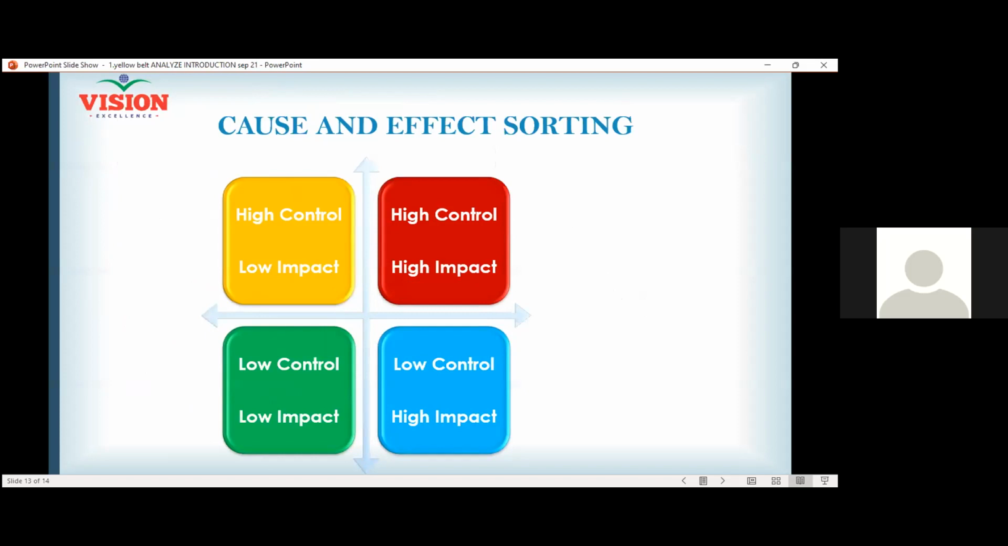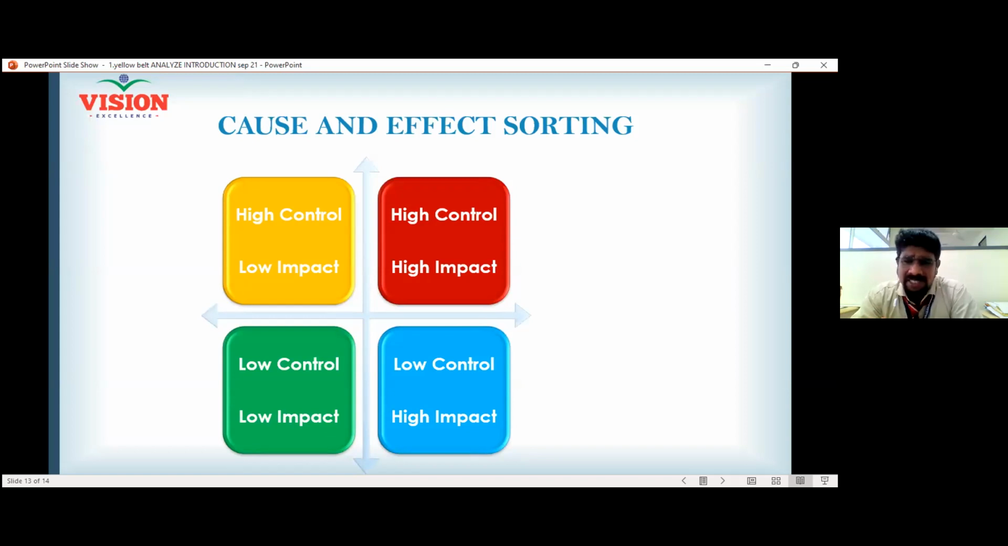What is this high impact? See, for example, I am driving at high speeds. My friend is driving at high speeds. He has high control over the brake. Okay, but because of the high speed, even though he has high control over the brake, if it fails, even though you may have high control over certain activities, and if you fail to control that, the impact may be very high.